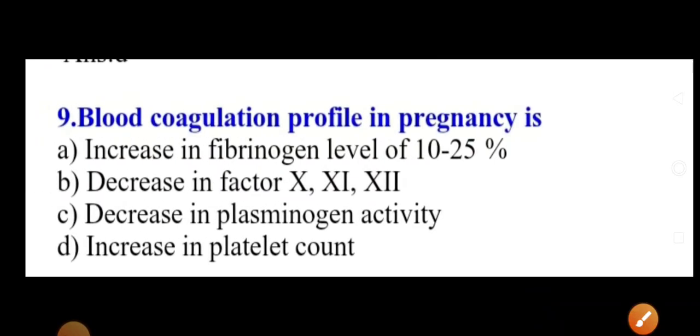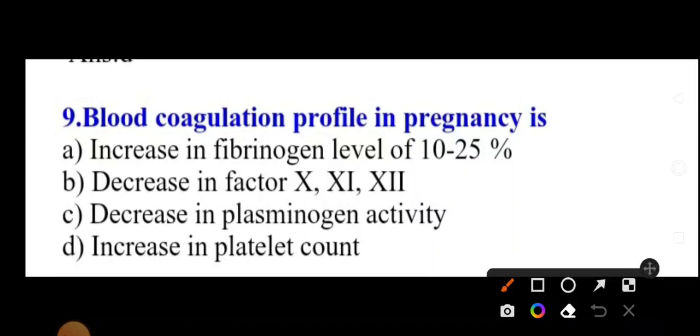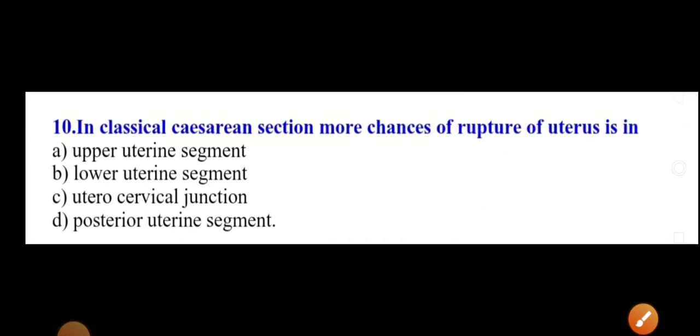Okay. Now, blood coagulation profile in pregnancy is increase in fibrinogen level of 10 to 25%, decrease in factor 10, 11, 12, decrease in plasminogen activity, increase in platelet count. So what happens in pregnancy with coagulation profile? So answer is increase in fibrinogen levels of 10 to 25%. These are most frequently asked MCQs.